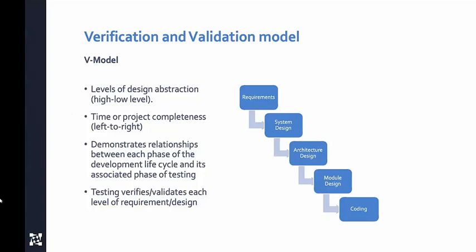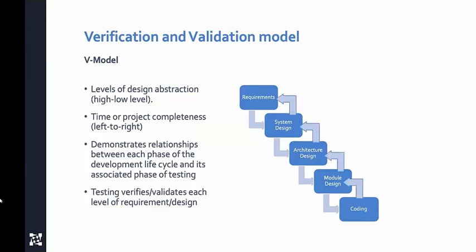This is what many folks refer to as the V model, going down the left side of the slope where we go from high to low level requirements or design specification. Then as we go left to right, that is the time, or the project completeness timeline.